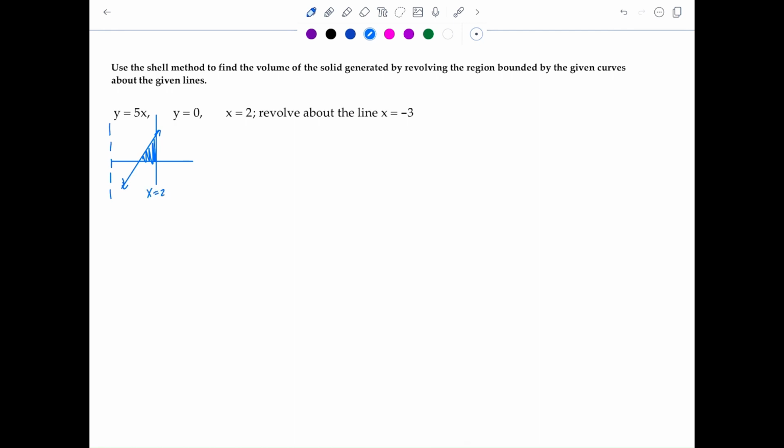Let's put it all together properly. If I'm spinning around x equals -3, then I need a lot of quadrant 2, right? Okay, good. And then y equals 5x, that's no big deal. This is 5x. If it's going to hit at x equals 2, that would be at (2, 10), right?